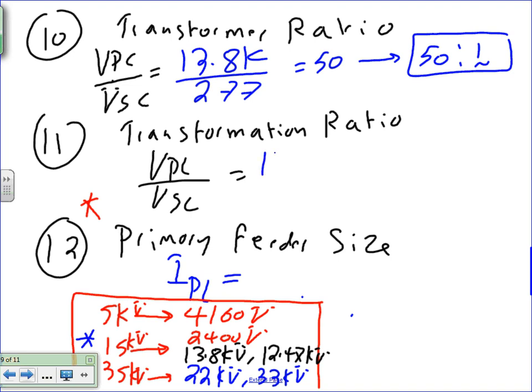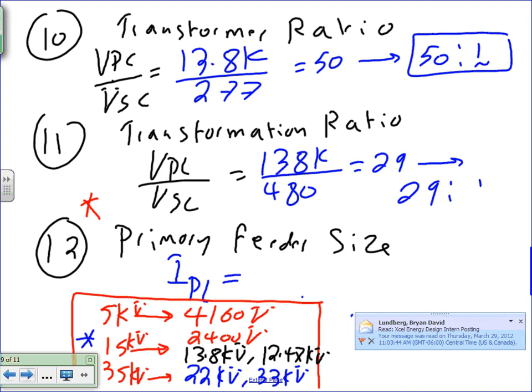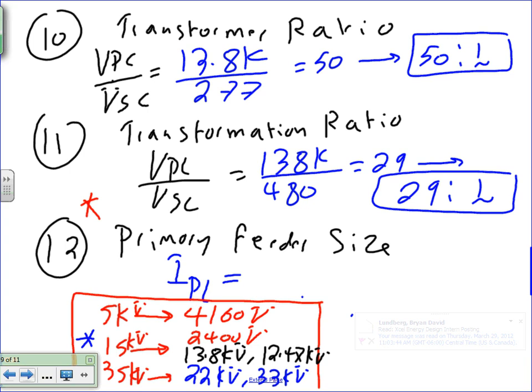Transformation is line to line, so you take the 13.8 K divided by 480. That will get you 29 for the most part, and that will translate to 29 to 1. Who cares? This means for every voltage on the secondary, I have 29 voltage on the primary line to line. For every 1 voltage on the secondary coil, I have 50 voltage on the primary coil.